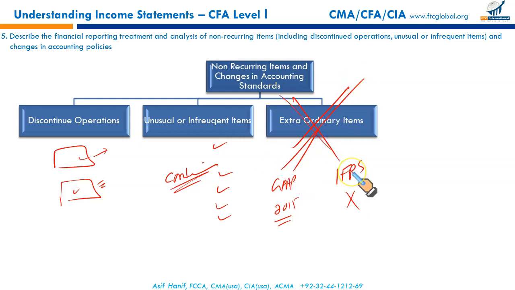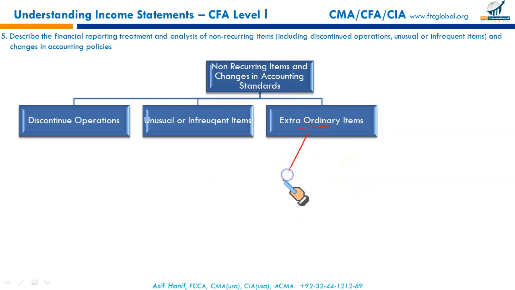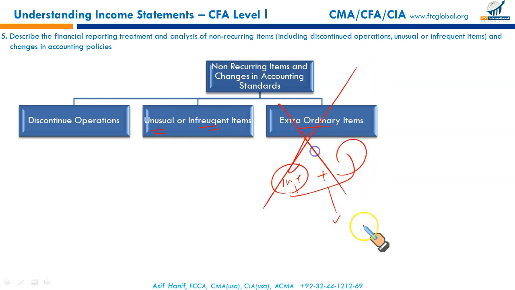Extraordinary items, what was the item that is called extraordinary? An item that is infrequent in occurrence and unusual. If they meet both of these criteria, infrequent and unusual, collectively it's called extraordinary item. Here we have unusual or infrequent, but the item that is infrequent and unusual is considered extraordinary item, so we just don't need to do it at all.